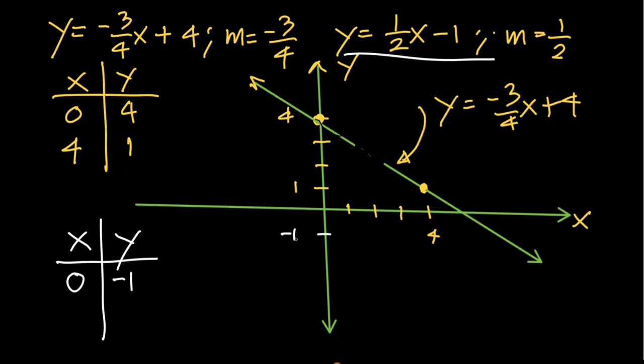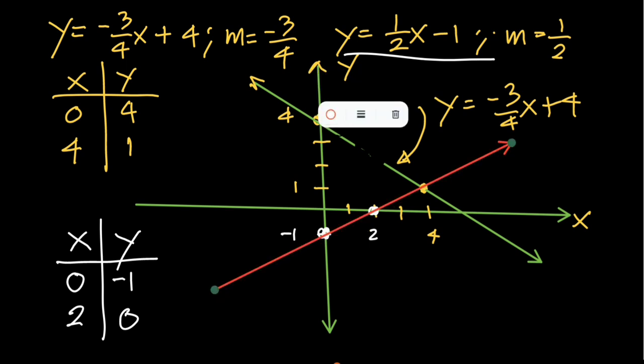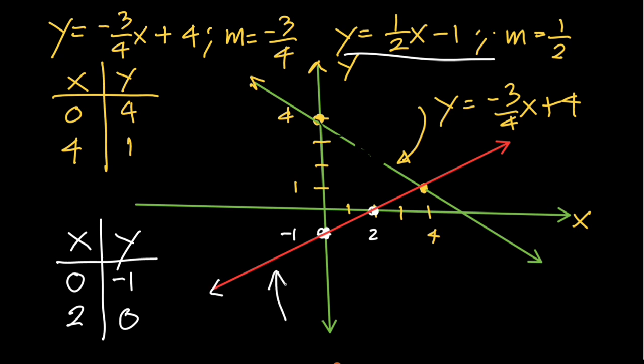So this is negative 1. Then when x is 2, y is 0. Okay, so the graph would look like this for the second one. Let me change that to red. Yeah, this is the graph of y equals 1/2 x minus 1.